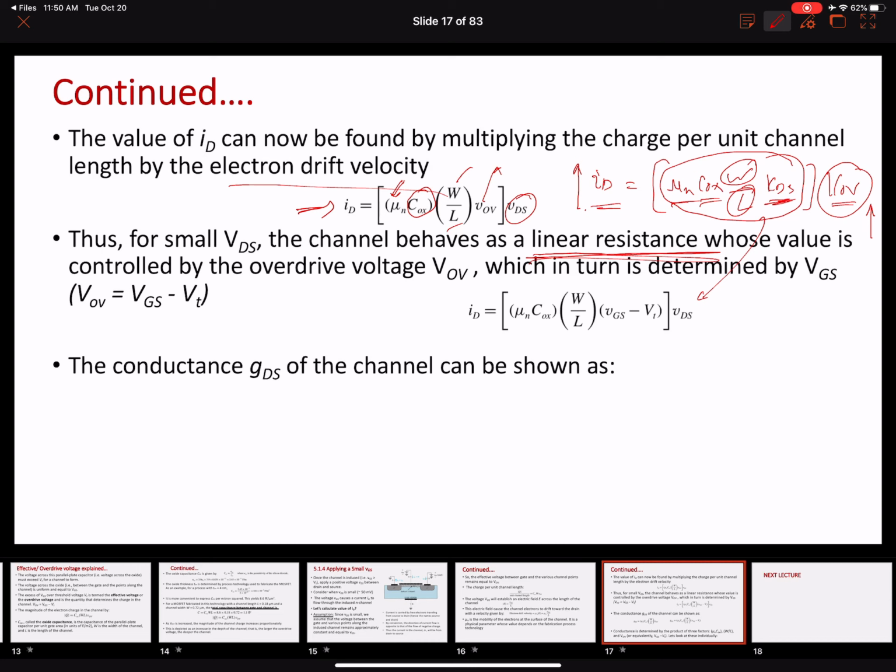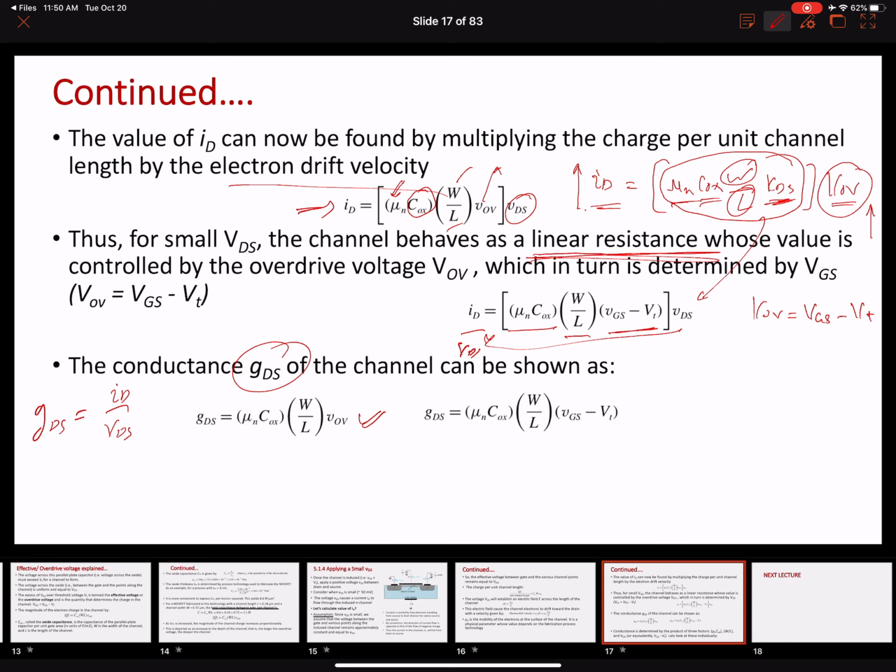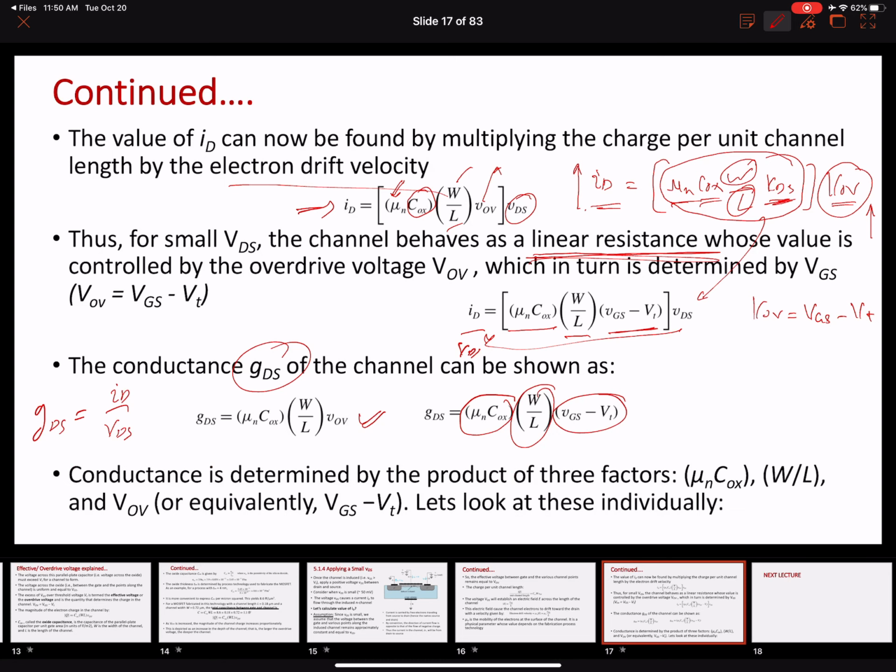Okay, so let's define another. Of course, our VOV is VGS minus VT here. So let's define the conductance of the channel. The conductance of the channel can be defined by just dividing this over here: ID over VDS. Right, so our GDS is ID over VDS, which will become equal to mu n C ox, W over L, and VOV. So the conductance of the channel is going to depend on three factors. One factor is this, the second factor is this, and the third factor is this. Conductance is a parameter which depends on three factors: mu n C ox, W over L, and the overdrive voltage.